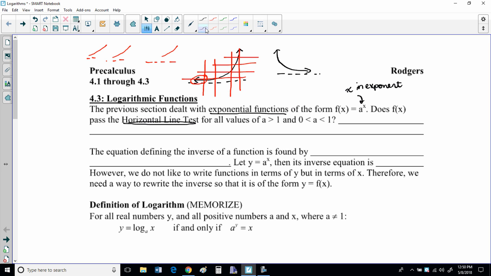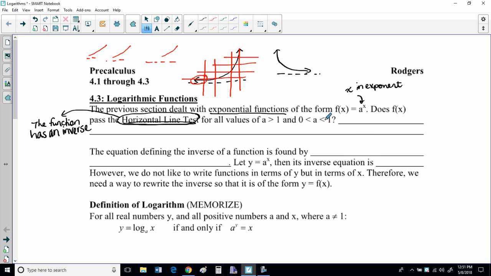Now, why do we care if it passes the horizontal line test? Well, what this means is that the function has an inverse. The reason why it has to pass the horizontal line test is because when you invert a function, that means you switch your x's and y's. Well, if you switch your x's and y's, then the new function would not pass the vertical line test if the old one didn't pass the horizontal line test.